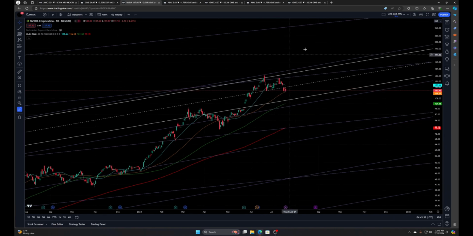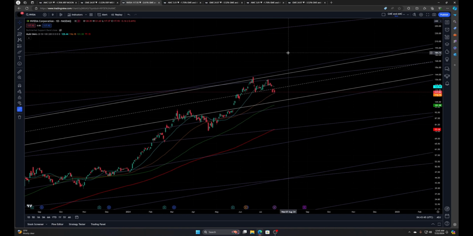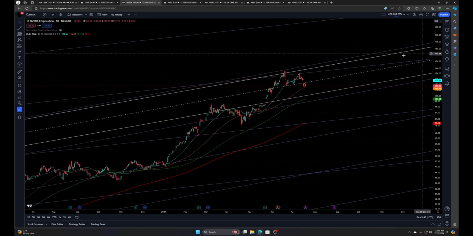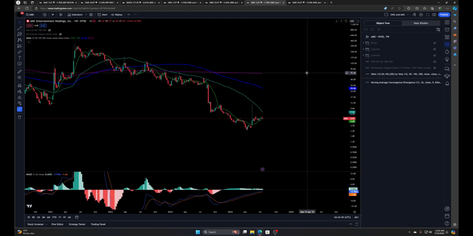But I'm not gonna lie, I was cooking a little bit. I mean, just look at the chart, and there's nothing else to be said. All right, let's go to AMC.